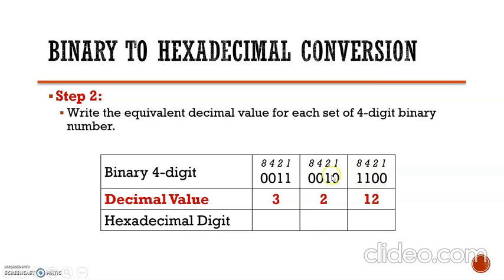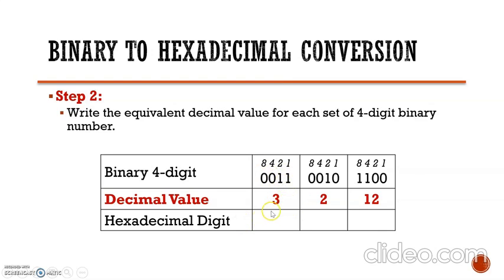For the second set we have 1 at 2 only. Other places are 0, so 1 times 2 is 2. For the third set we have 1 at 1 and 1 at 2, meaning 1 times 1 plus 1 times 2, we have 3 here. So these 3, 2 and 12 are the equivalent decimal values of this binary number.